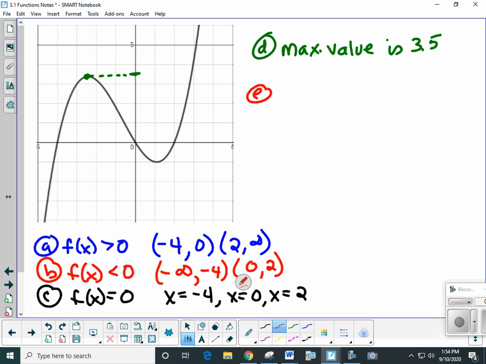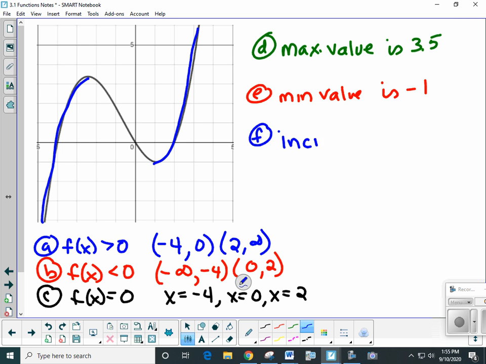By the same token, a minimum value is where you have the valleys. So that's going to be right here. And it looks to me like the minimum value is -1. The function is increasing wherever it's getting higher as you move to the right. So this function is increasing here and here. So let me say increasing on the interval -infinity to -2.5. And also increasing from 1 to infinity.